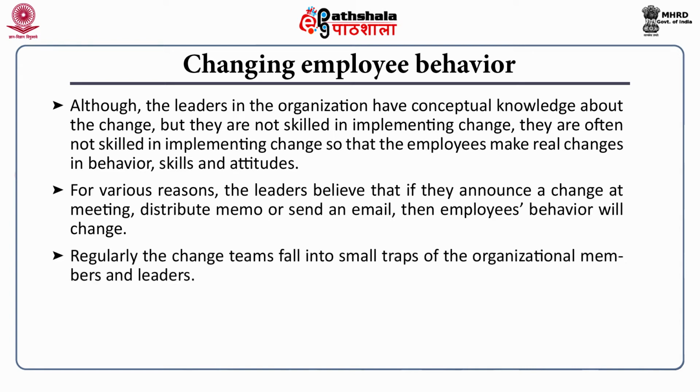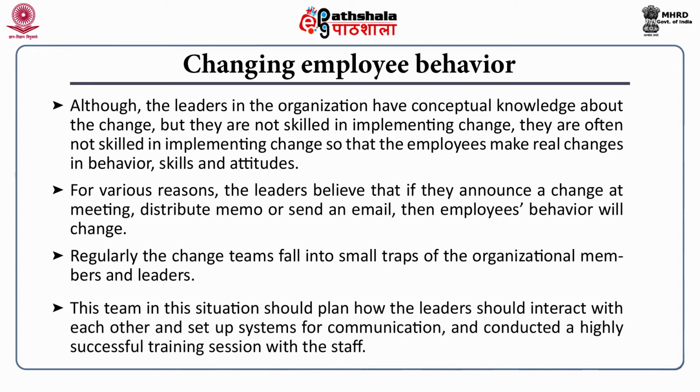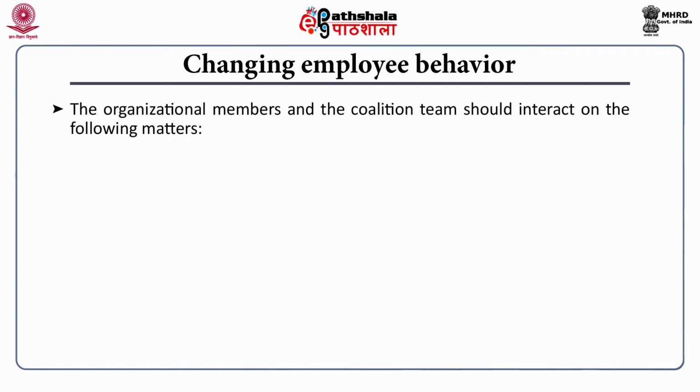Regularly, the change team falls into small traps of organizational members and leaders. The team in this situation should plan how the leaders should interact with each other, set up systems for communication, and conduct a highly successful training session with the staff. The organizational members and the coalition team should interact on the following matters.